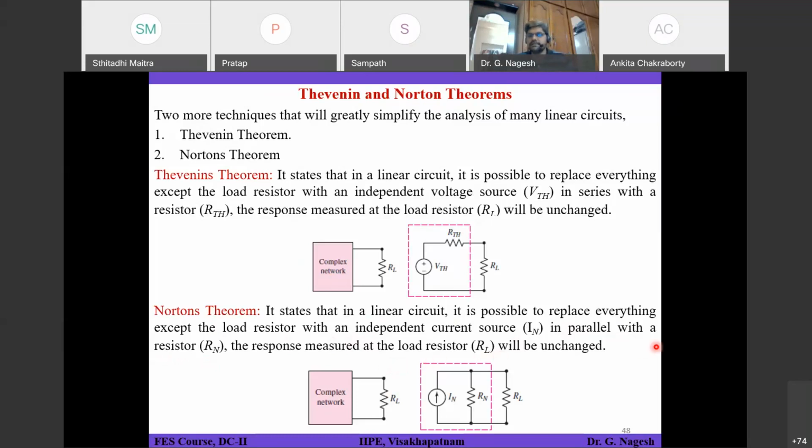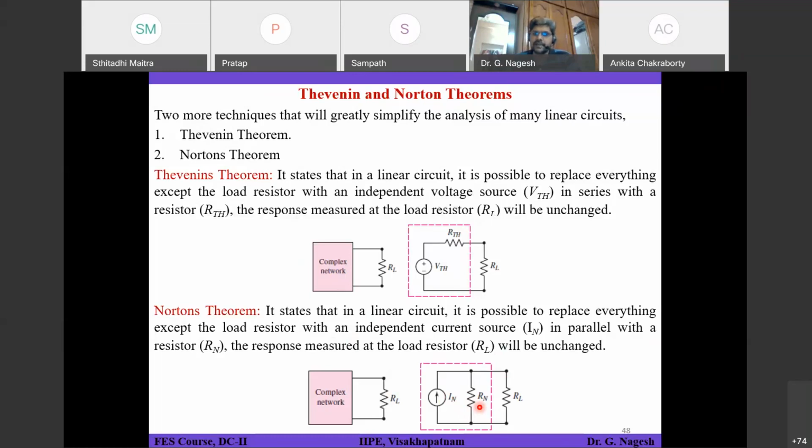That means here you are converting the entire complex network into a current source denoted with IN in parallel with a resistance RN. Okay, this RN is called the Norton equivalent resistance. That's why it is represented with RN. In the previous case, in Thevenin's theorem, it is called RTH, Thevenin equivalent resistance. Here it is called RN, which is the Norton equivalent resistance.